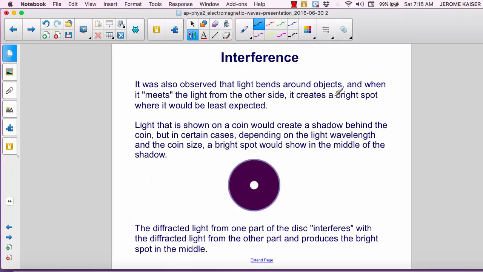The second phenomenon we're going to look at is interference. It was also observed that light bends around objects, and when it meets the light from the other side, it creates a bright spot where it would be least expected. Here's a picture of the shadow from a coin. The light that is shown on a coin creates a shadow behind it. But in certain cases, depending on the light wavelength and the coin size, a bright spot would appear in the middle of the shadow. The diffracted light from one part of the disk interferes with the diffracted light from the other part and produces a bright spot in the middle.